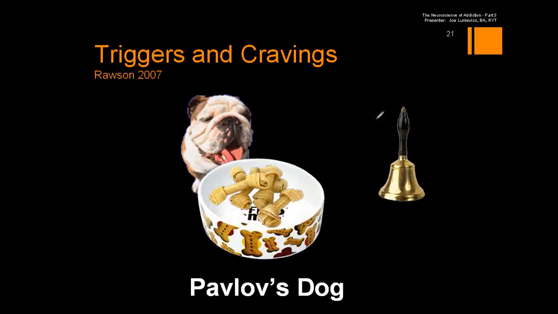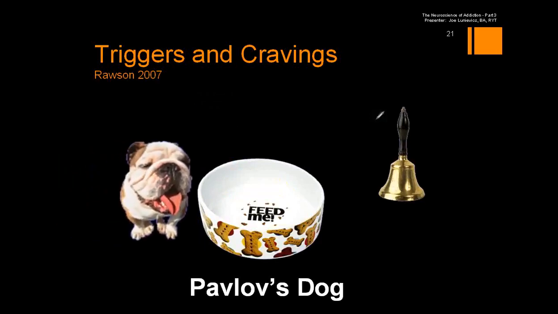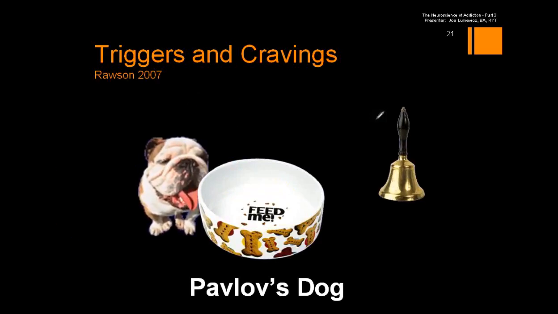So what is a lot of the work that we end up doing? We try to help our folks avoid the bell, avoid the triggers, and learn new ways to live their lives, either avoiding the triggers or coping with those triggers in some other way, because this is an involuntary response.